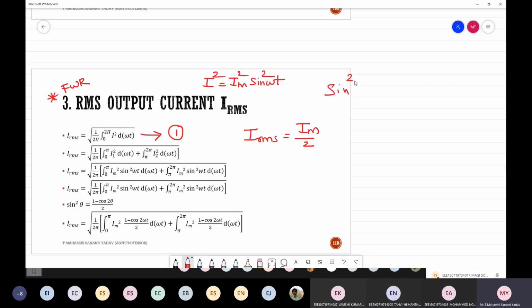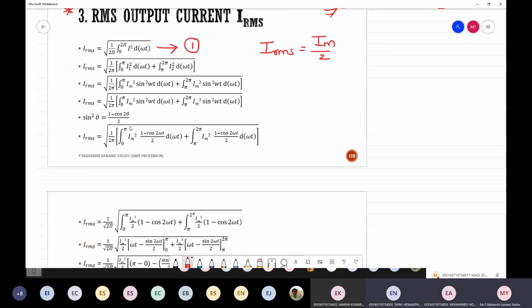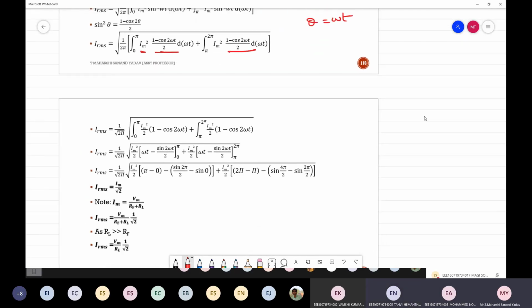So what is the formula for sin square theta? 1 minus cos 2 theta by 2. That's it. If you know this formula, you can derive it easily. See here, Im square sin square theta, I'm replacing something like this. Here theta is nothing but omega t. So I got it for 2 half cycles. Next, what I'm doing is I'm trying to take 2 as common, right? So it will be 4 pi. If you apply square root for this 4 pi, I'll get 2 root pi. Or else better you try to follow this procedure.